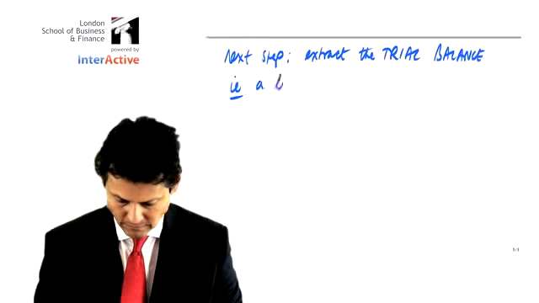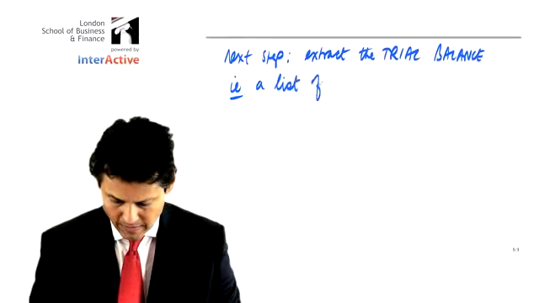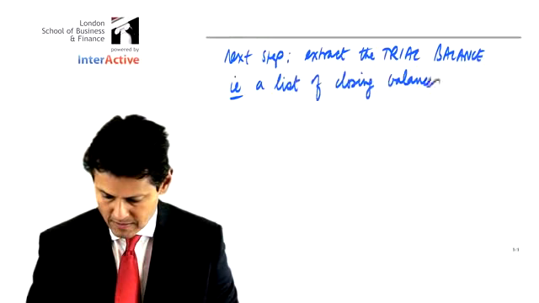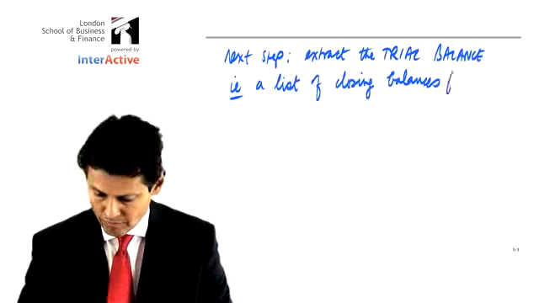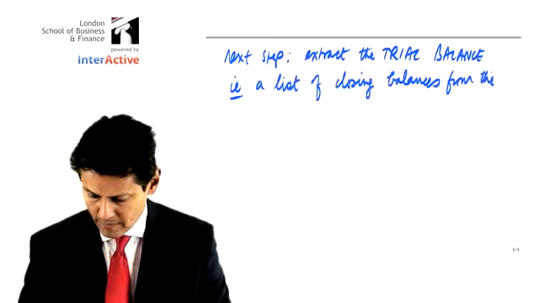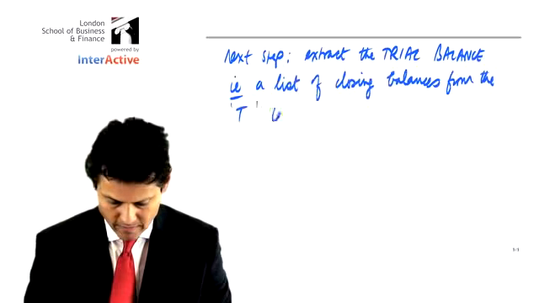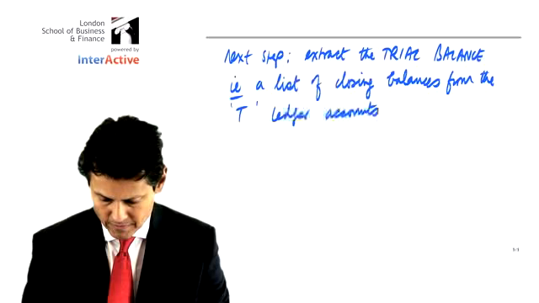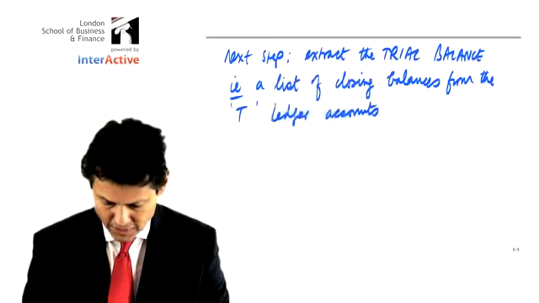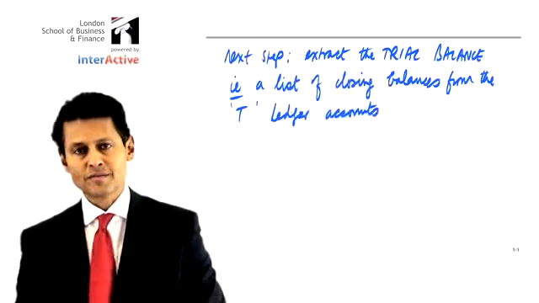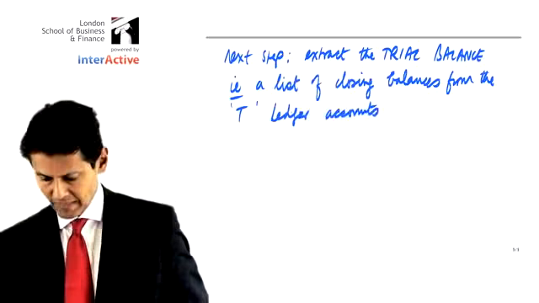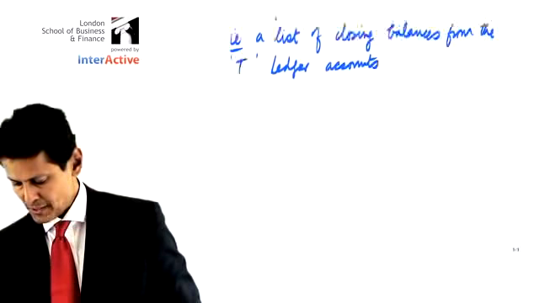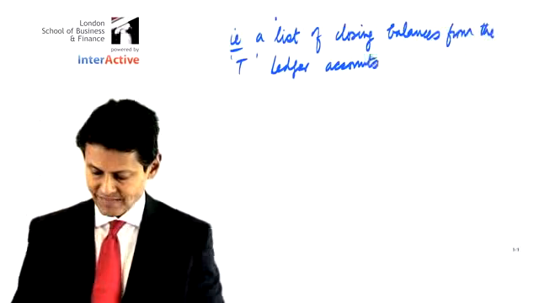i.e., a list of closing balances from the T ledger accounts. L-E-D-G-E-R, ledger, just an old-fashioned way of saying accounts. Ledger is an accounting book.